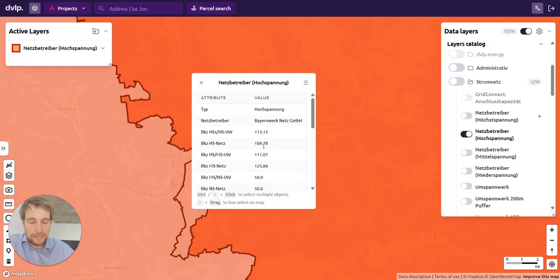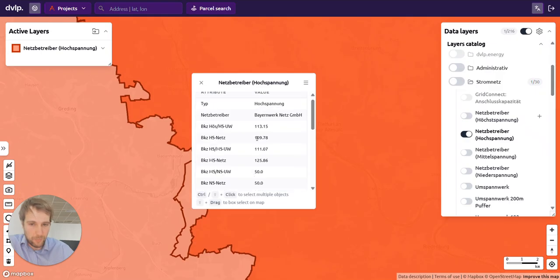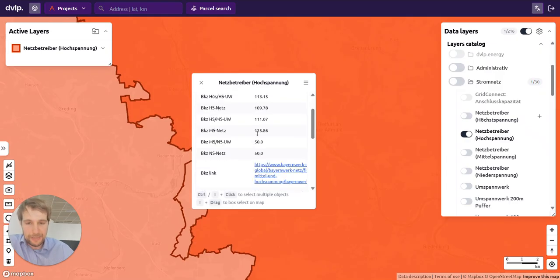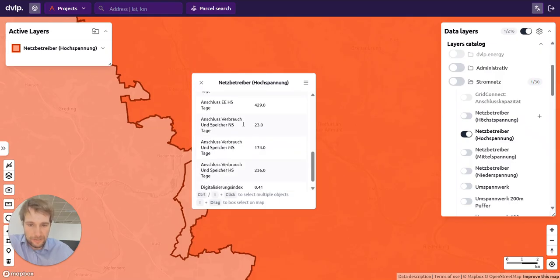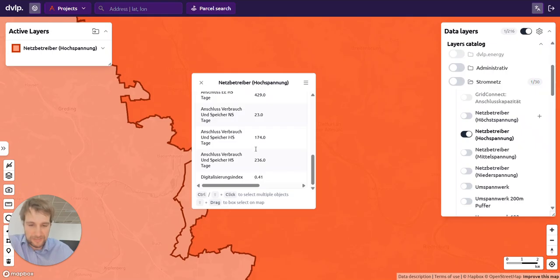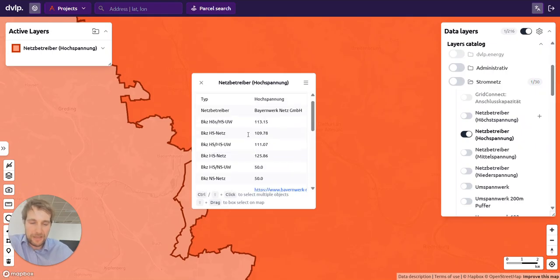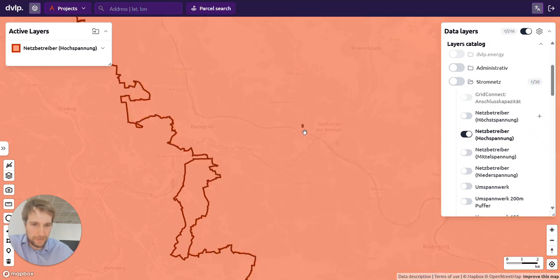And we would also be able to here directly view the investment cost that we would have to pay as an electricity consumer and the different voltage levels depending on where we would like to connect. And we also provide information on average time required by the grid operator to process a connection agreement. So these are the attributes you'll find here in the lower part. There is also a digitization index linked to the grid operator, which is probably rather secondary. So here we are at the area of Bayernwerk.